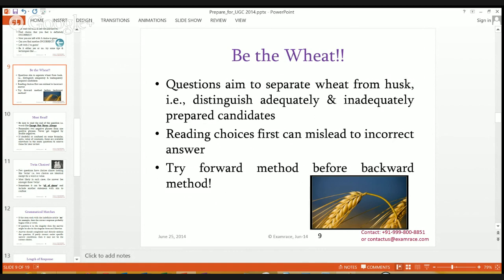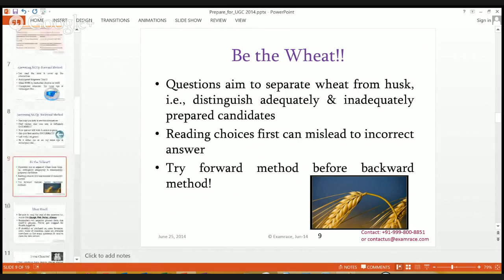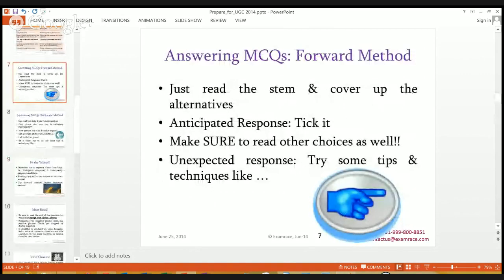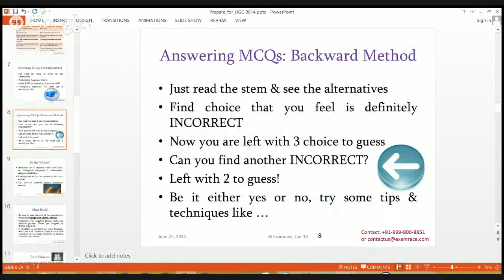To be the wheat, you need to read the choices properly and not be misled by the question. Try to understand the phrases very carefully. Follow the forward method on the questions that you are confident about. For the questions that you are not confident about, you can follow the backward method. But the forward method leads to the fewest errors because you are confident of the answer, and by seeing the choices you don't get confused. So follow the forward method for the questions you are nicely prepared for, and the backward method only where you are confused between alternatives or not quite sure what the answer should be.